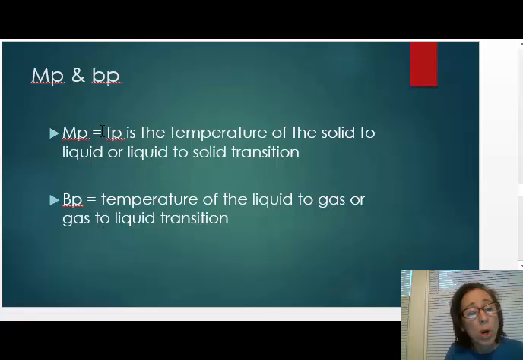Freezing point, or FP, is the same temperature as the melting point. The difference is the directionality of the transition, either liquid to solid, freezing, or solid to liquid, melting. For example, water melts and freezes at 32 degrees Fahrenheit or 0 degrees Celsius.